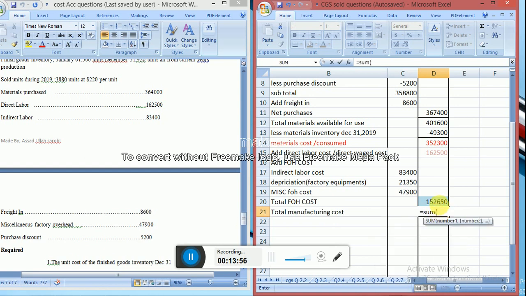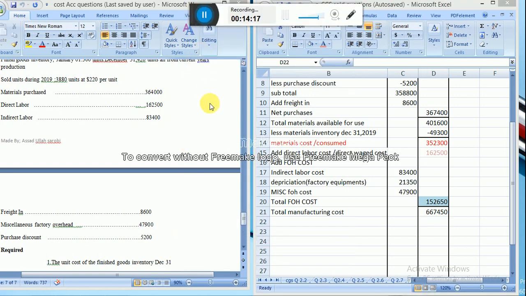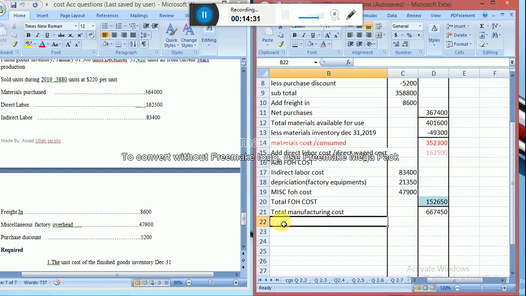6,77,300. Just a minute. Locate. I will add the direct material cost plus FOH cost plus direct labor cost. So that is equal to 6,67,450. This is the total manufacturing cost. It means that the 6,67,450 material we put into the process in year 2019.